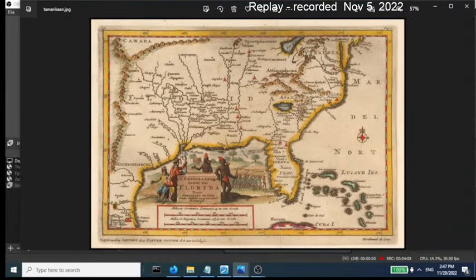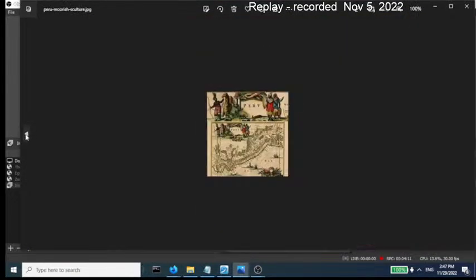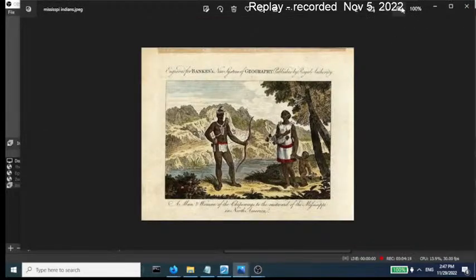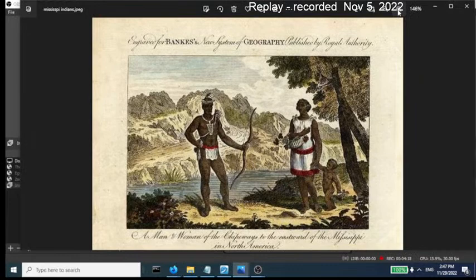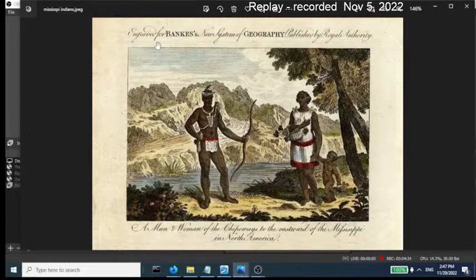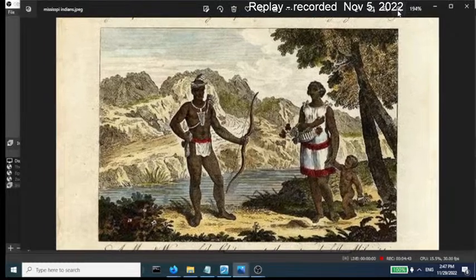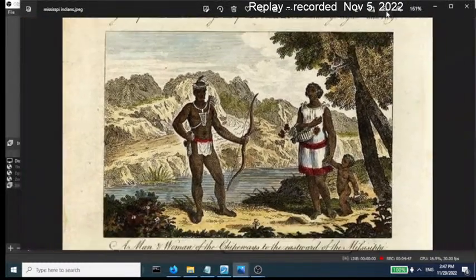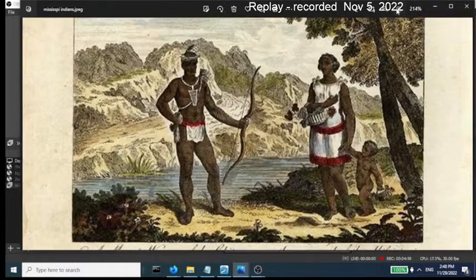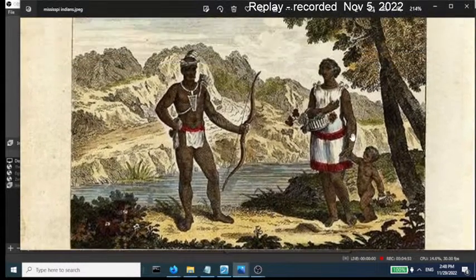Okay. So we can see that. We see that one there. Right. And here's the other one that I was trying to show. These are Mississippi. It says engraved for Banks, new system of geography published by Royal Authority. It says, as men and women of the Chippewas to the eastward of the Mississippi in North America. So these were in Mississippi, right? You read that down below. These were in Mississippi, okay.